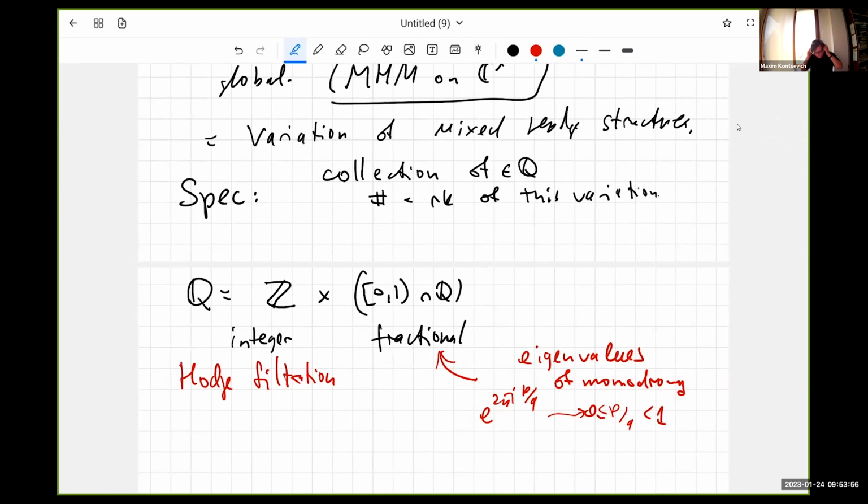So what technically do you do? For each eigenvalue of monodromy, you consider the corresponding sub-Hodge structure, but it will no longer be integral. We will define it over some cyclotomic field, and then it still carries a Hodge filtration, and then we consider the dimension of the associated graded with respect to the Hodge filtration, this component, and arrange it into the spectrum. Yeah, so we get this notion of the spectrum.